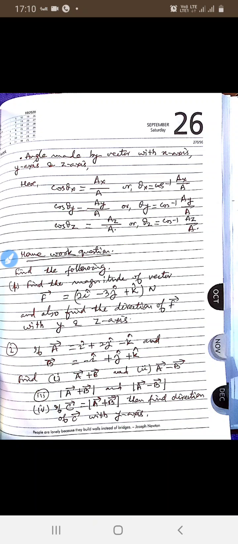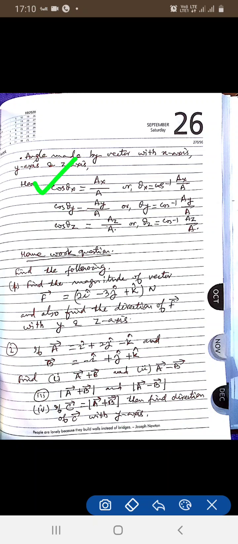So, in this way, here it is written cos theta x is equal to ax upon a, or theta x is equal to cos inverse ax upon a. Likewise, cos theta y is ay upon a, or theta y is equal to cos inverse ay upon a. Cos theta z is equal to az upon a, or theta z is equal to this one.